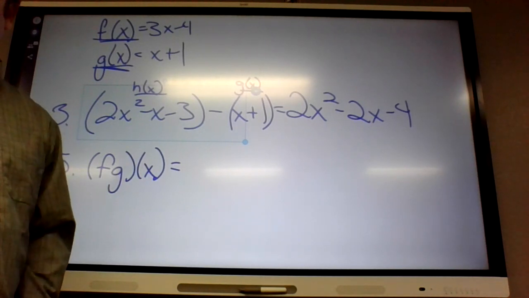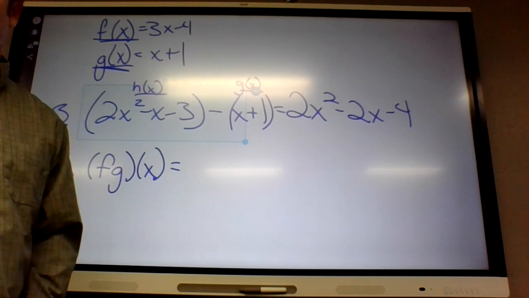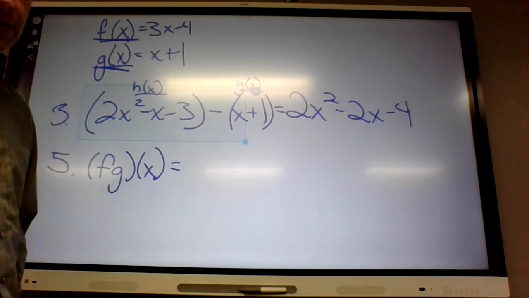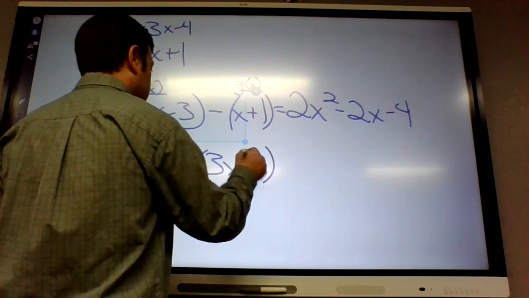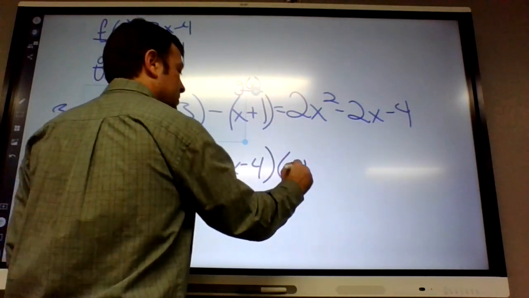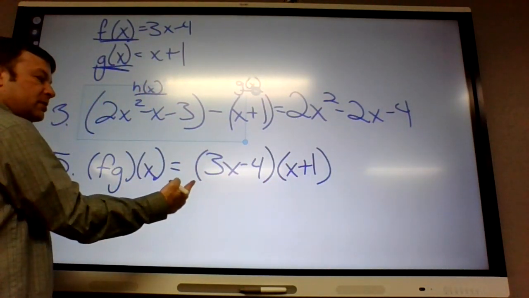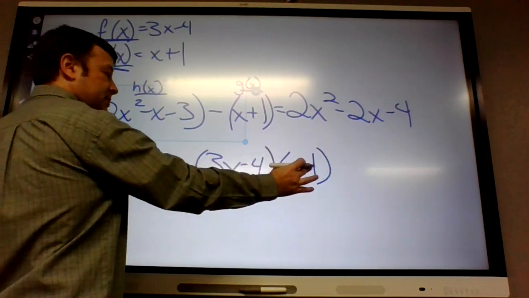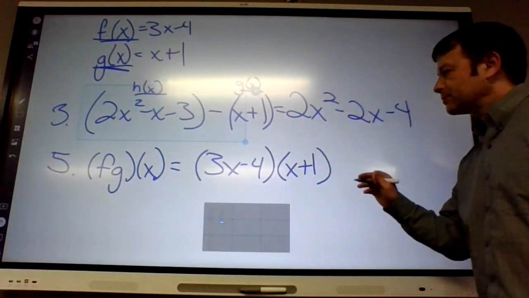Number 5, what do you think fg of x means? Multiply. So f is 3x minus 4, and g was the x plus 1. So how would we multiply these two things? FOIL, because it's just these two times these two, right? So yeah, that's a FOIL problem.